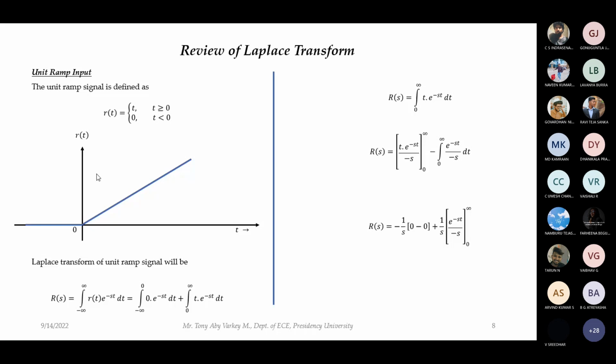Can you guess what the Laplace transform of the ramp is? The final answer, what is it? It is 1 by s square. Okay, you will get 1 by s square. So please remember this also. The Laplace transform of the unit ramp signal is 1 by s square. Clear?